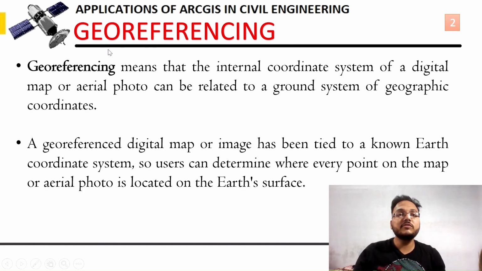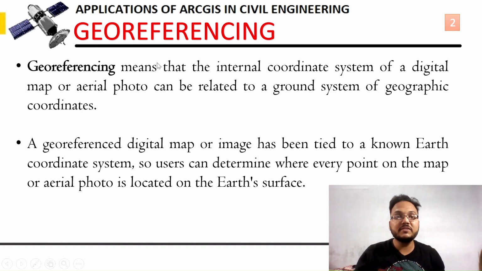So now let's look into the word georeferencing. As you can see, it is made up of two words, geo and reference. Geo, as you know, means earth, and reference literally means to indicate something. So we are basically indicating something on the earth's surface. What is being provided to us, we are trying to indicate on the surface of the earth. This is all about georeferencing.